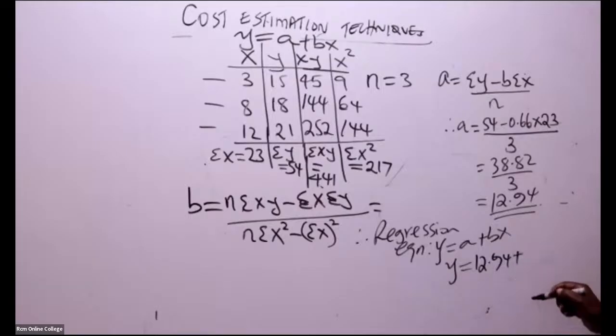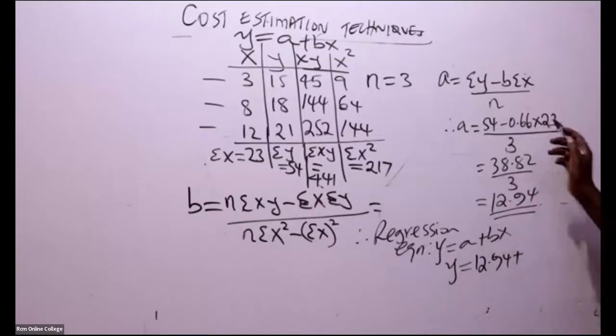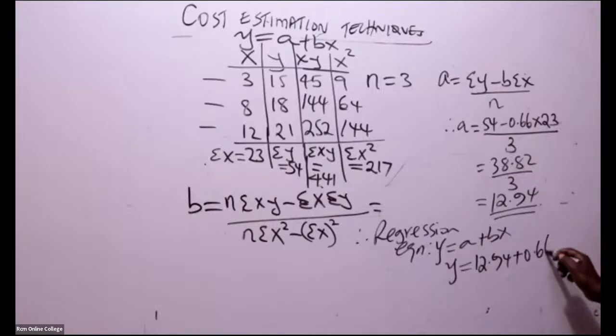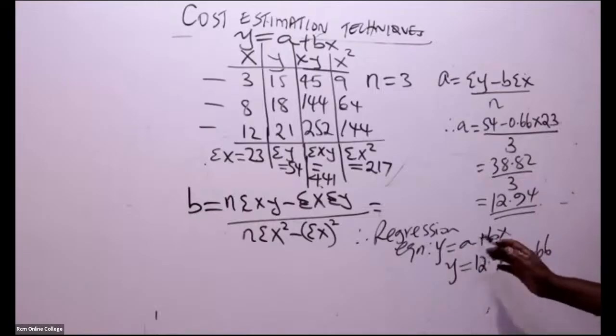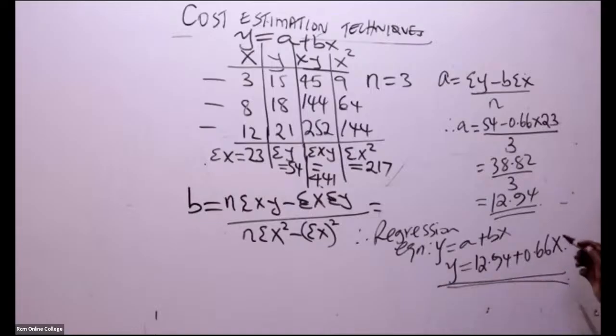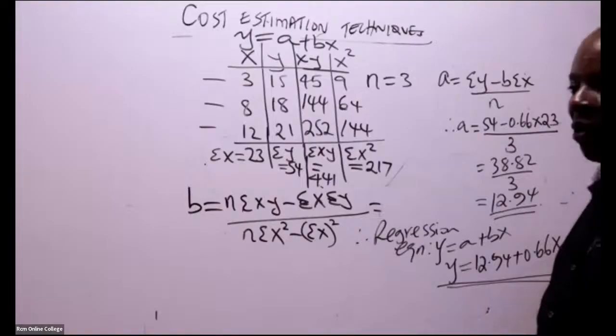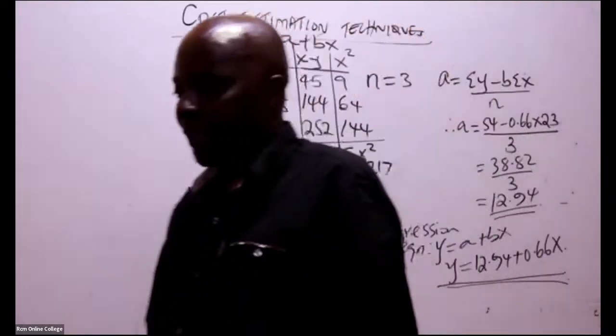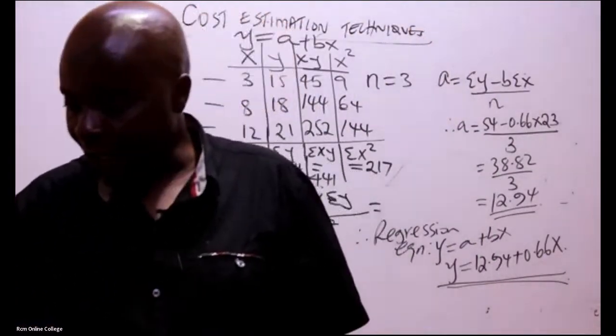B, which is what here? B already we know. It was 0.66. So once you have gotten the a and the b, you substitute for them like that. This is the answer. So up to here, ladies and gentlemen, somehow are we together?